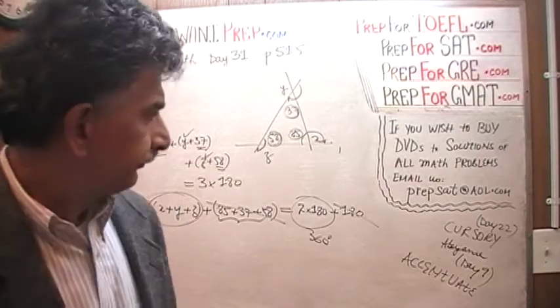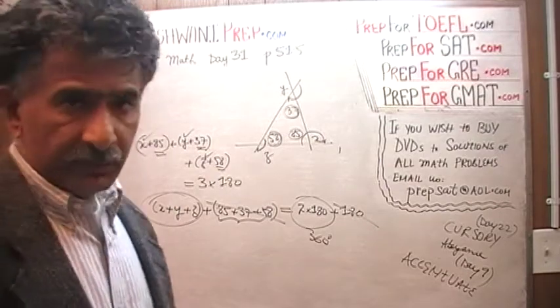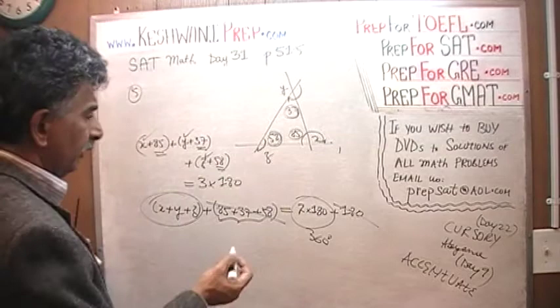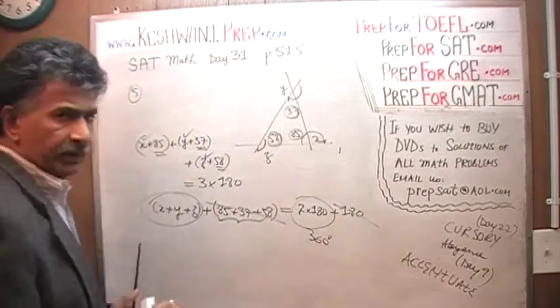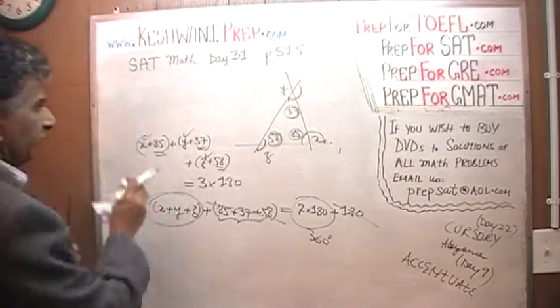That's it. Another way we could have figured it out is to actually figure out the angles individually, which we could have done too. Let's do the second method on the top.